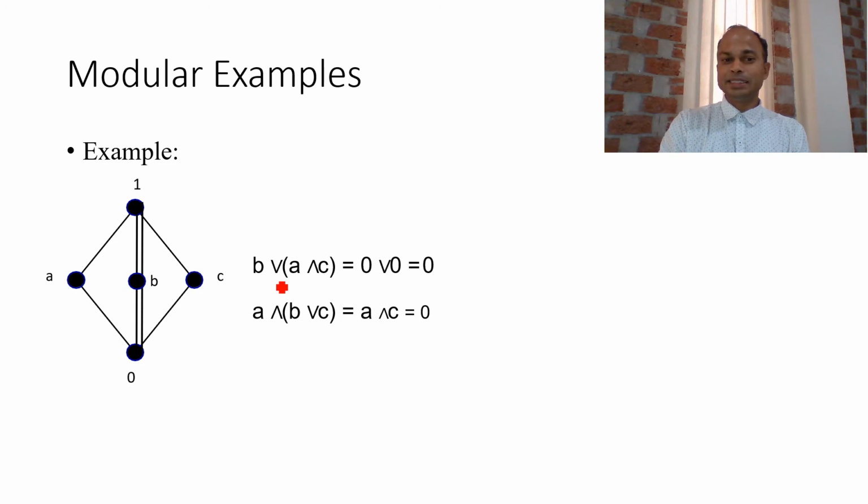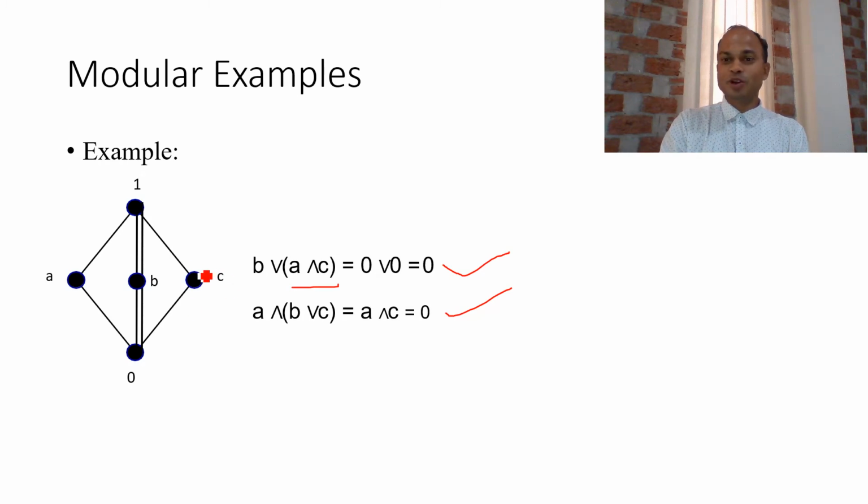We are finding B union (A intersection C). This value is 0. Similarly, if we compute A intersection (B union C), this value is 0. So both are the same. So this is the case of a modular lattice. How are we computing it? I am explaining one more time. A intersection C: this is A, this is C.